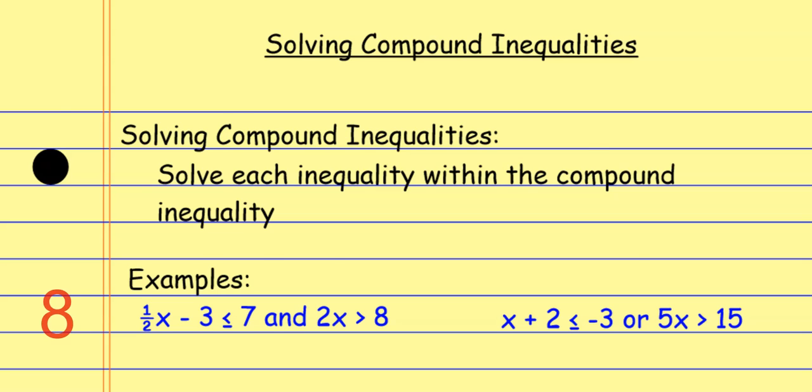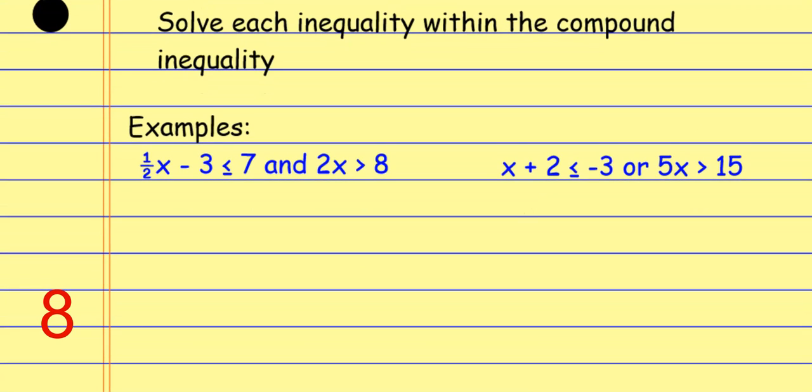So if I look at this first one, I have two inequalities. I've got 1/2 x minus 3 is less than or equal to 7. I also have 2x is greater than 8. I'm just going to solve each of these individually. I'm going to ignore this second one here. Let me scribble it out for a second. Ignore that guy. Let's just solve this first inequality.